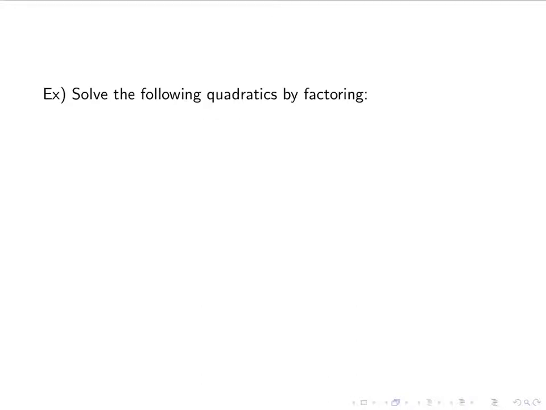So let's do an example. X squared minus x minus 12 equals 0. Okay, so the first thing I'm going to do is factor x squared minus x minus 12. It's a fairly nice one. Remember, you want two numbers that multiply to negative 12 and add to negative 1, and those are negative 4 and 3. So now I have two things, two factors, that are being multiplied that equal 0.